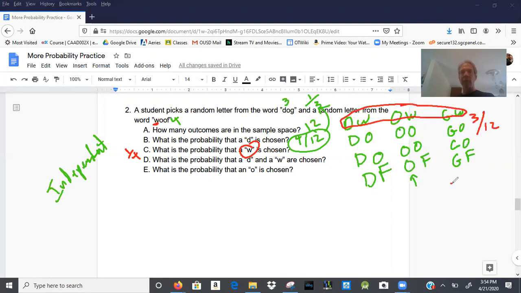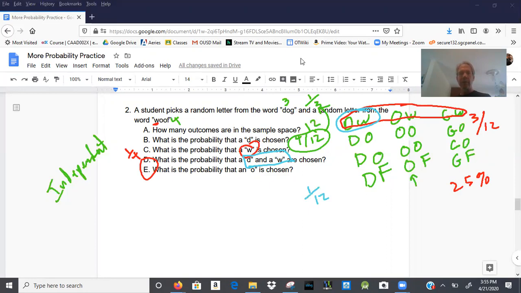That is also a 1/4 or 25% chance of pulling the W randomly if I pull 1 letter from each word. All right, these last 2 are where having the sample space is really helpful. Probability that D and W are chosen. I'm going to change colors again. Okay, D and W are both chosen. There's that possibility here, and as far as I can tell, it's nowhere else. So that's 1 in 12.